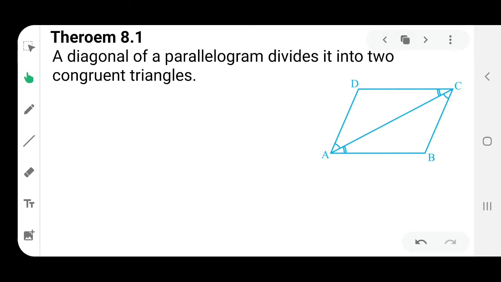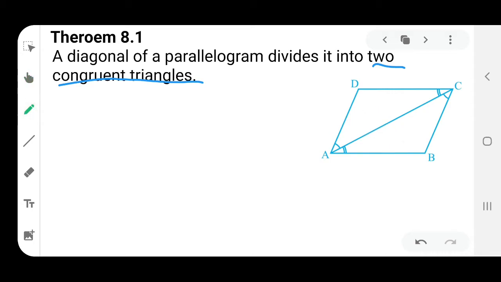So let's do it. The theorem says that a diagonal of a parallelogram divides it into two congruent triangles. If there is a parallelogram, here is the parallelogram ABCD, and here is one diagonal AC. This diagonal divides the parallelogram into two triangles. How many? Two congruent triangles. These two triangles are congruent to each other. That is what we have to prove.